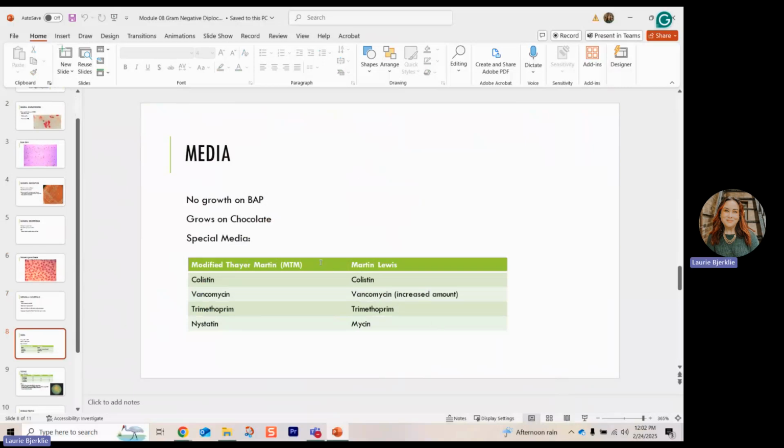There is a third agar. Sometimes you hear it called the NYC agar. Think of New York City, NYC agar, that also can be used to grow Neisseria. I don't test on the NYC one, but I do use the saying.